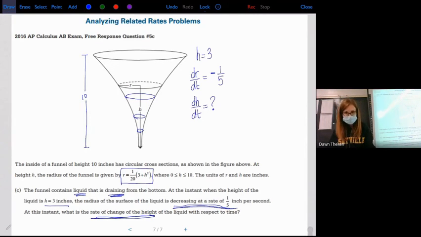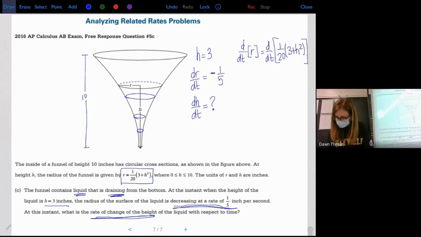All right, so they gave us this equation. This we wouldn't have known on our own. And we're going to take the derivative with respect to time of both sides. So dr/dt, that 1/20th is a constant multiple. It will stay there. Then the derivative of the 3 on the inside, since it's added, goes to 0. Then we've got 2h, and that h is changing with respect to time, so dh/dt.